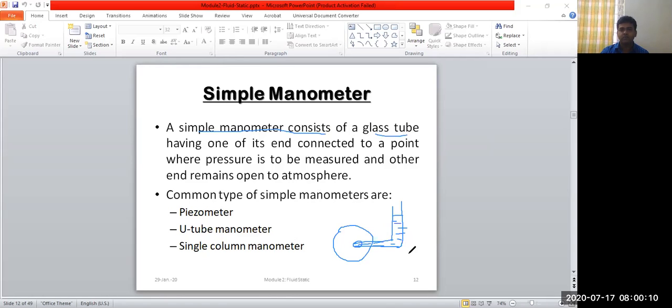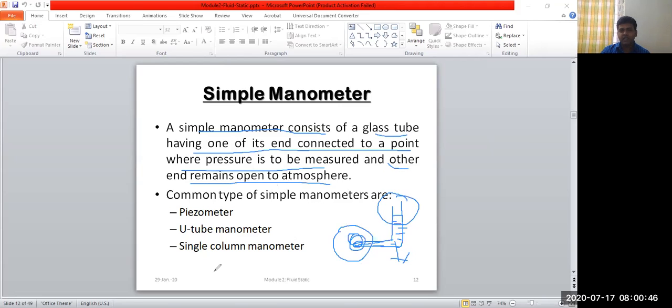This is your glass tube that has one of its ends connected to a point where pressure is to be measured. So this is the end where the pressure is to be measured. The glass tube has this end where the pressure is to be measured, and the other end remains open to atmosphere. This is the other end which remains open to atmosphere. So this arrangement is called the simple manometer. That is the pipe flow, and here you just connected a glass tube.